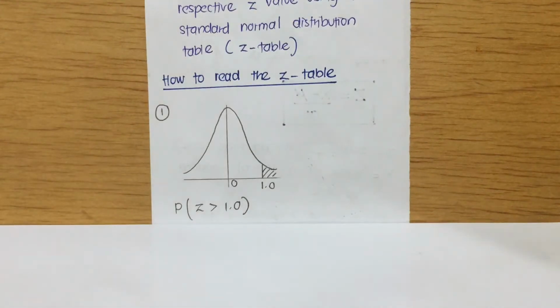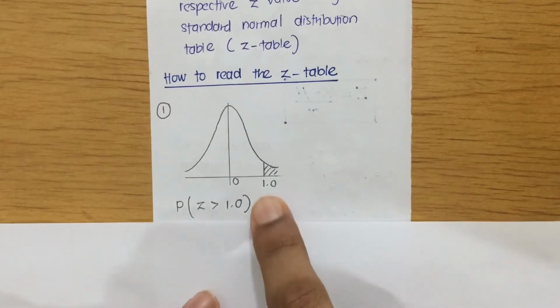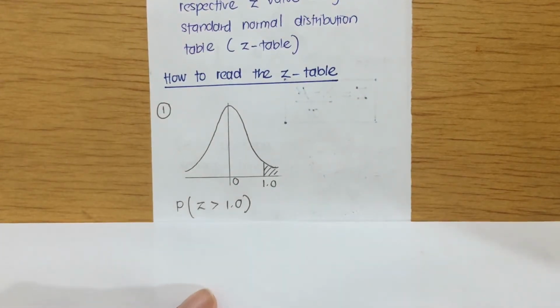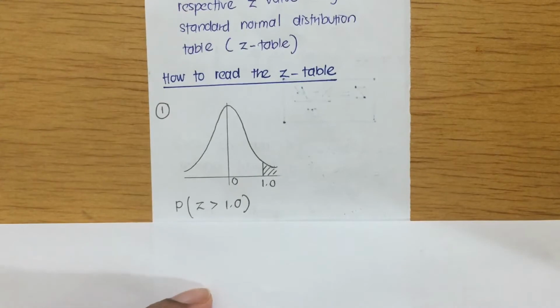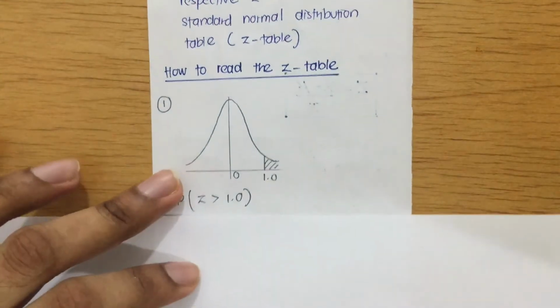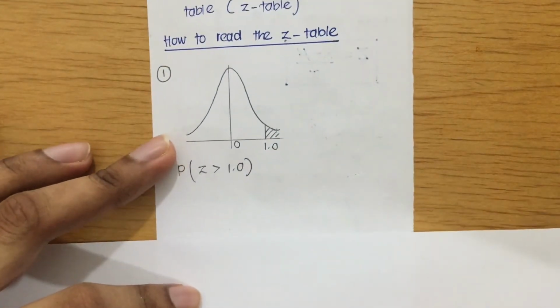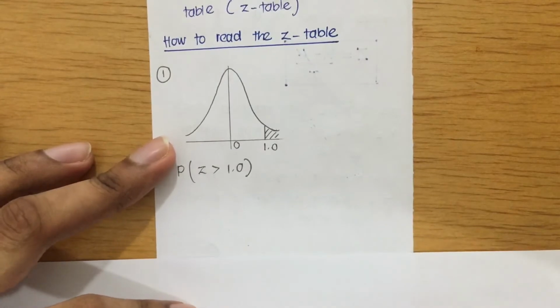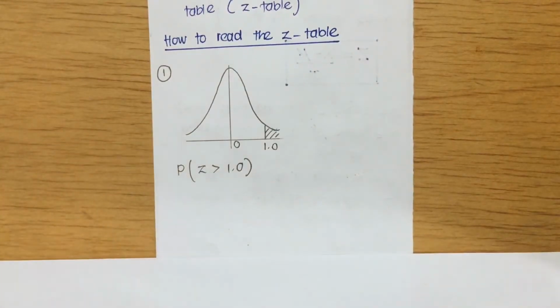Let's say you have already calculated the mean, the standard deviation and the x, and you end up getting z is 1.0, and the question asks you to find the probability such that z is more than 1.0. So from here, how are you going to proceed? It's actually very simple, guys. Let me show you the working. Let us do it together.